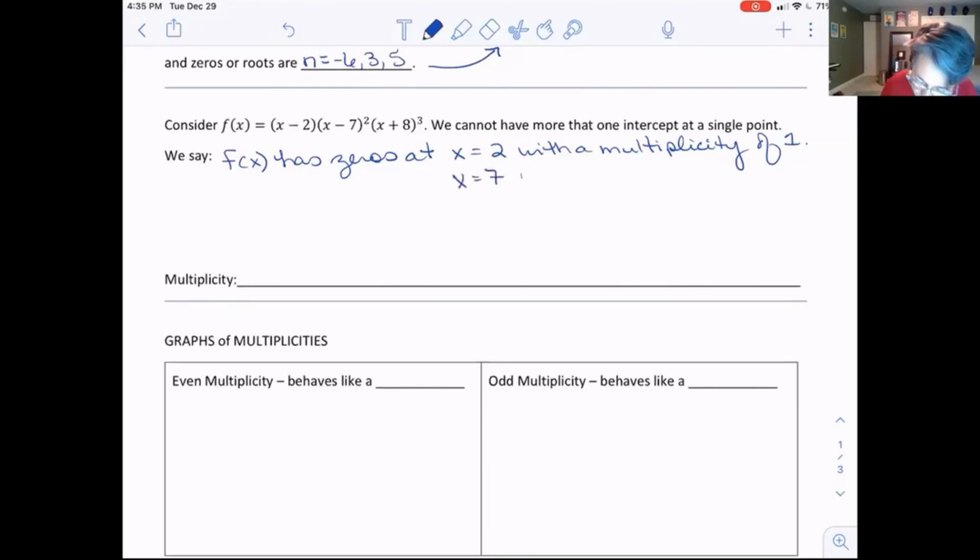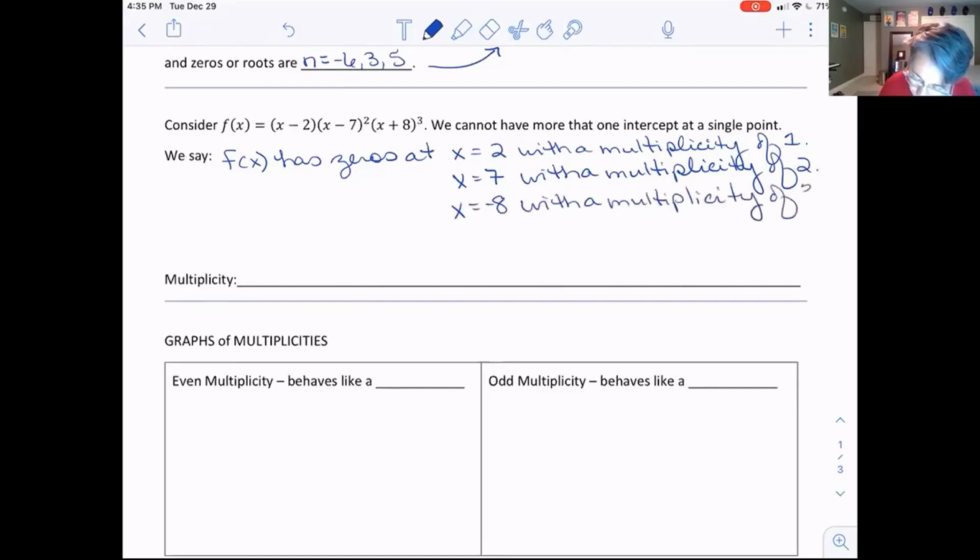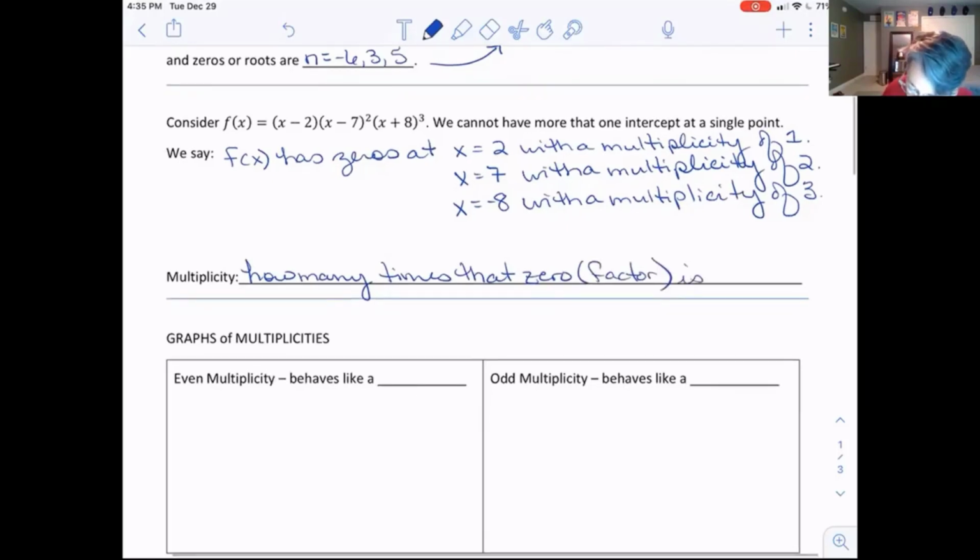X equals 7 with a multiplicity of 2. And x equals -8 with a multiplicity of 3. What do we mean when we say multiplicity? It's how many times that 0, or its factor, is in the equation.